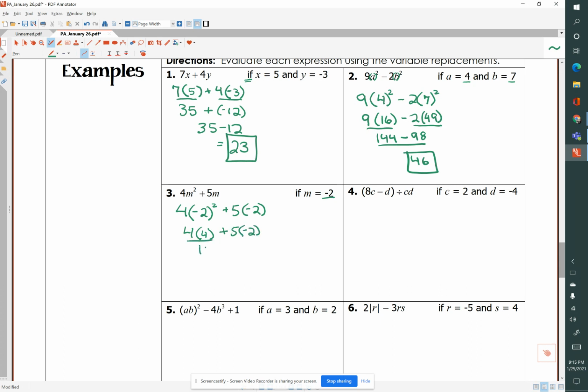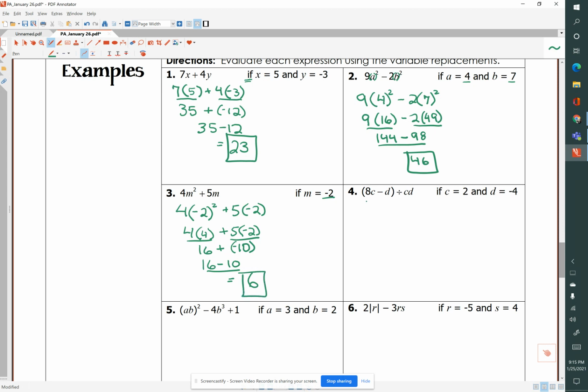4 times 4 is 16. 5 times -2 is -10. And we can rewrite this as 16 minus 10. And 16 minus 10 equals 6.